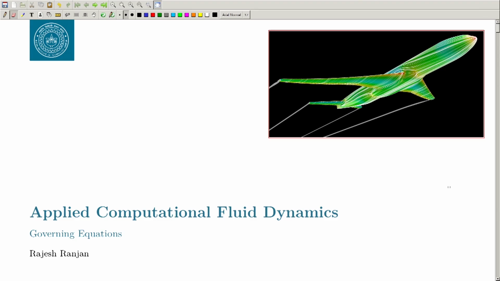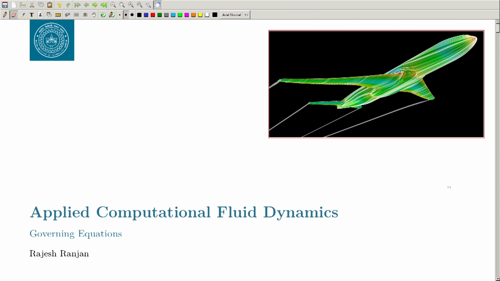Hello everyone, welcome back. So, in the last few classes we have been discussing the governing equations. We derived the mass conservation equation, we derived the momentum conservation equation, and we also saw what happens to these conservation equations in the limit of Mach tending to 0, that is, incompressible flows.